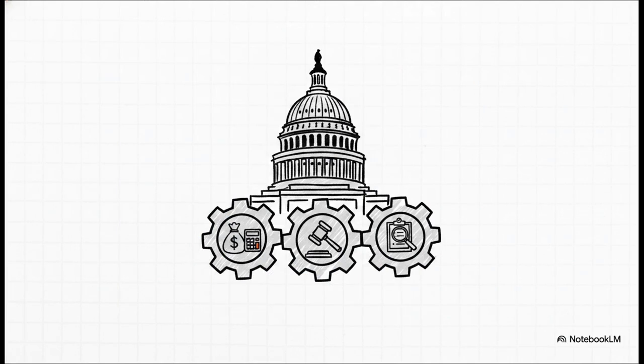To manage all this responsibility, and honestly to avoid just having 535 people shouting over each other in one giant room, Congress relies on workhorse committees. You've got the Appropriations Committee handling spending, the Judiciary Committee, and so on. Plus, they lean heavily on support agencies. The Congressional Budget Office, or CBO, gives them nonpartisan budget analysis, while the Government Accountability Office, the GAO, acts like an investigative arm. They audit government programs to make sure our tax dollars are actually being used efficiently.